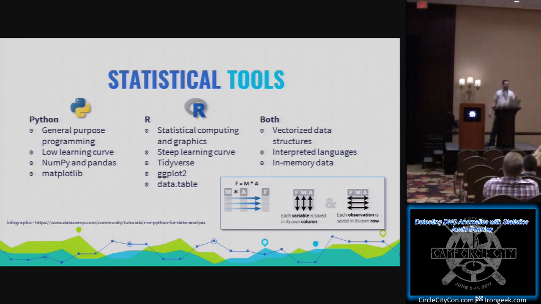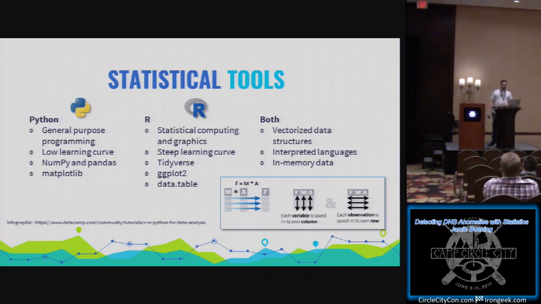ggplot2 is similar to matplotlib. It allows all the graphing and visualizations. And I added data table here. In both Python and R, there's an idea of data frames. Data table takes that idea a little bit further and is designed to be very fast with larger data sets. This isn't necessarily big data, but it would be multiple gigabytes of data, and it makes analysis quicker.